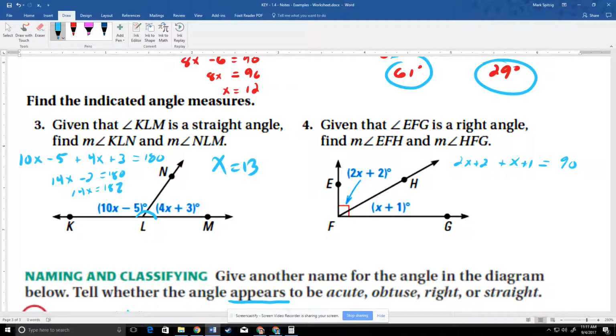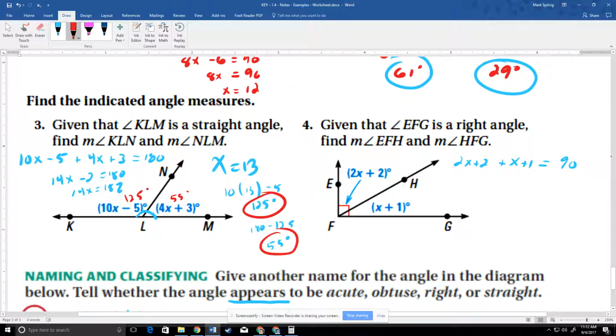Of course, then we plug it back in. We'll plug it into this one because it's easy to multiply by 10. So 10 times 13 minus 5 is 130 minus 5, so 125. If this angle over here is 125, I'll fill that in in a second, we can just do 180 minus 125 and get 55. So our two angles are going to be 125 and 55. 125 would be here, 55 would be here.